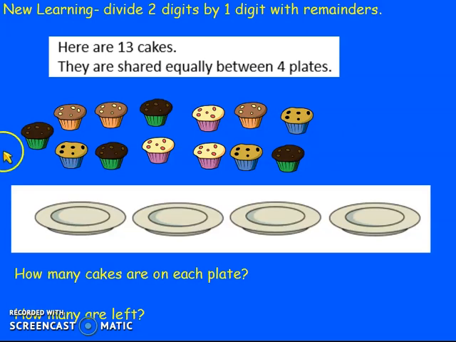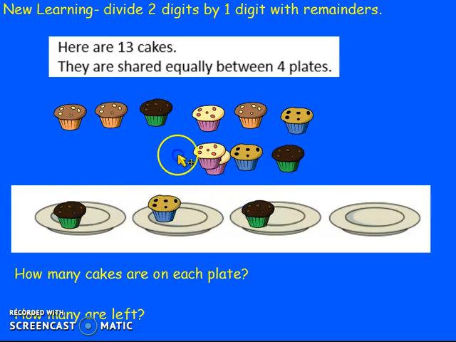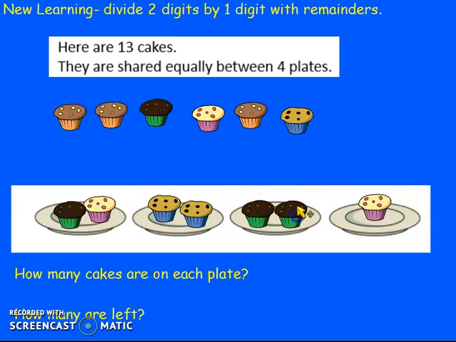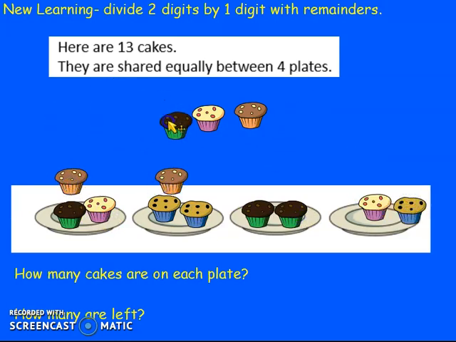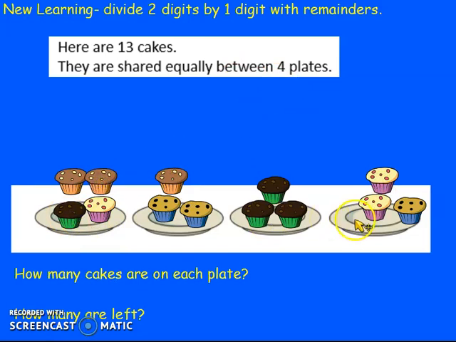Let's find out. So we're sharing each cake onto a plate. Can you see how we're sharing and not grouping this time? So there's 2 on each plate, 3 on each plate. Oh, there's 1 left over. We can't put it on one of the plates because it won't be equal. One will have more. So there are 1, 2, 3 cakes on each plate with 1 left over.